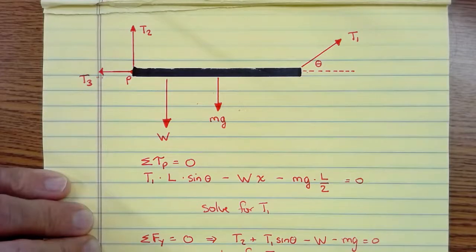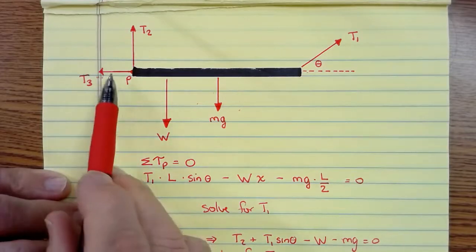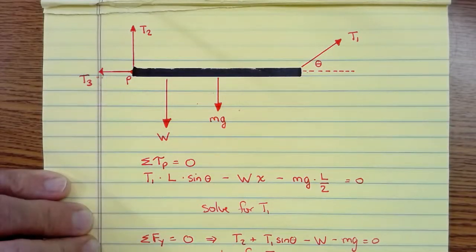And then lastly, to find part C, if you want to find this tension T3, you can just simply add up the forces in the x direction, because they also have to be 0. And so that tells you the forces going to the right, which is T1 cosine theta, minus the force going to the left, which is T3. Those are the only horizontal forces. They have to add up to 0.